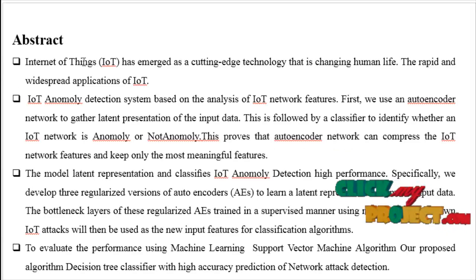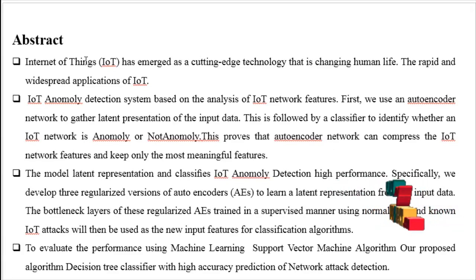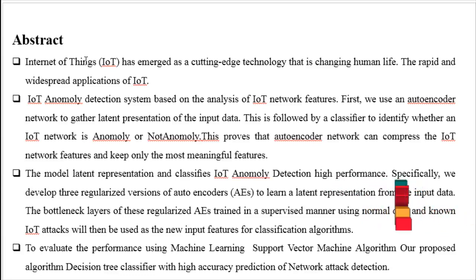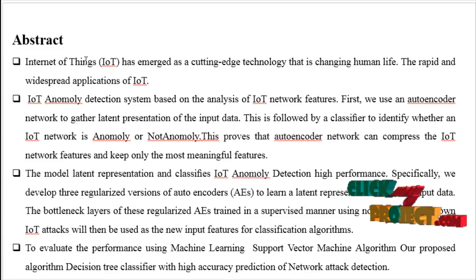Next, abstract. This is our project abstract. The Internet of Things has emerged as a cutting-edge technology that is changing human life. The rapid and widespread application of IoT. An IoT anomaly detection system based on the analysis of IoT network features.